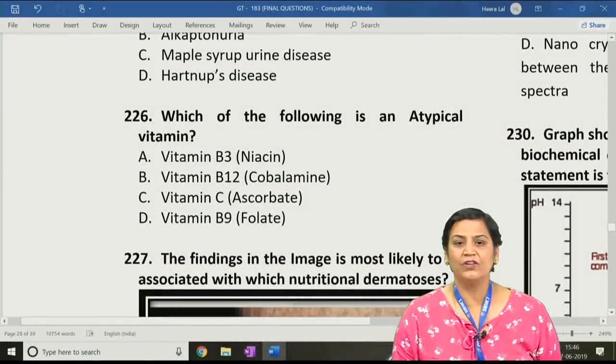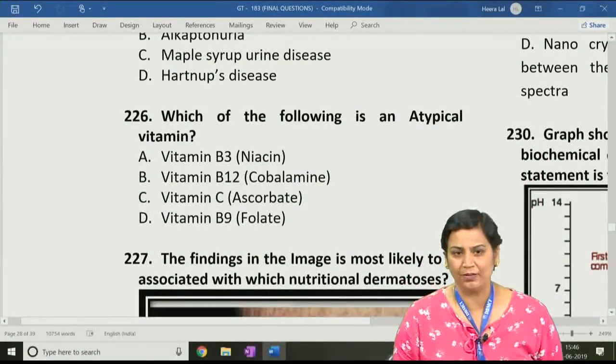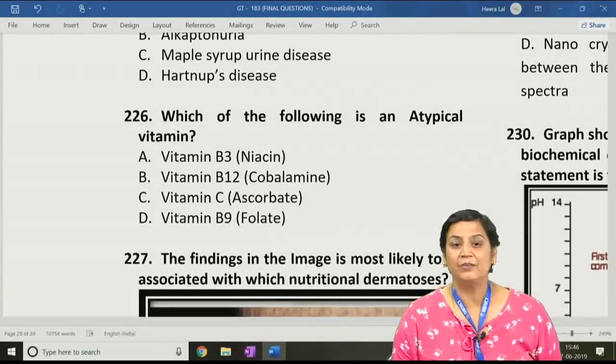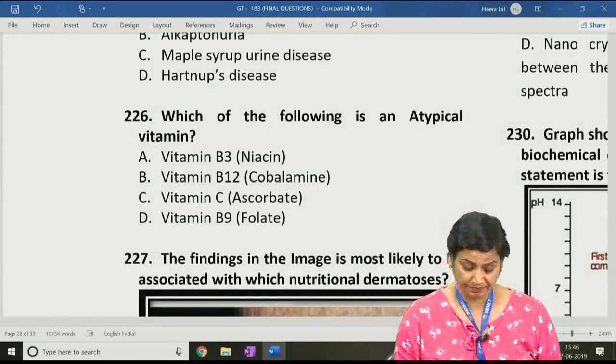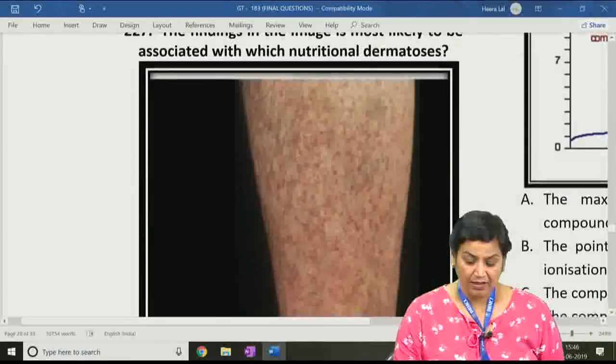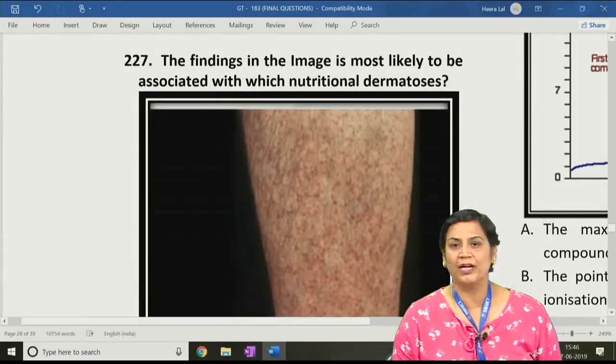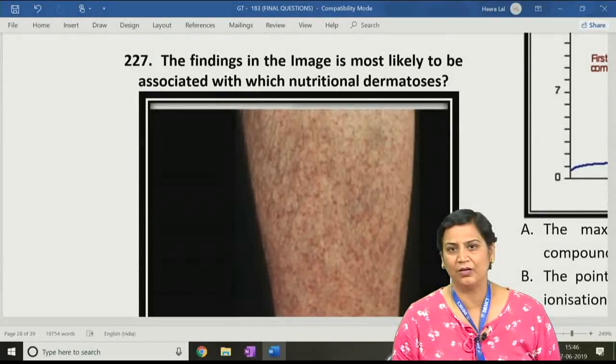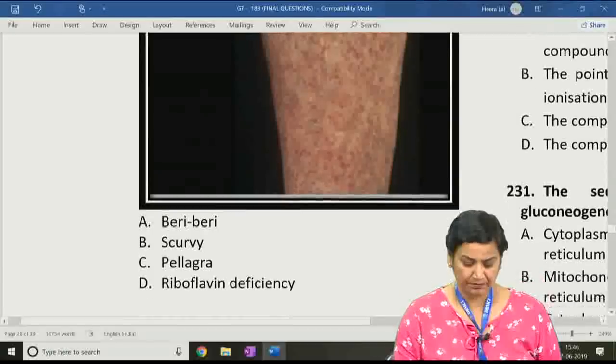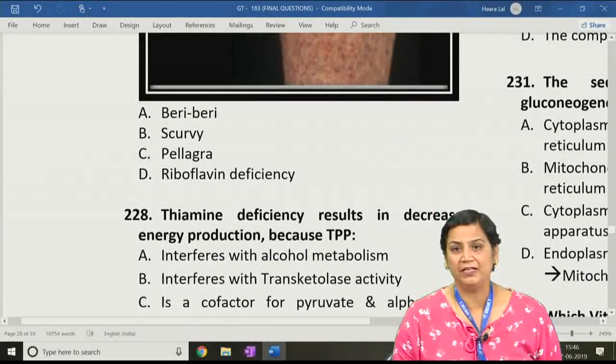The next question, which of the following is an atypical vitamin? Just now I told you vitamin B3 or niacin is known as an atypical vitamin. The reason behind this is it is synthesized from tryptophan in the body. That is why it is known as atypical. Now see, the findings in the image are most likely to be associated with which nutritional dermatosis? The answer is B, scurvy.